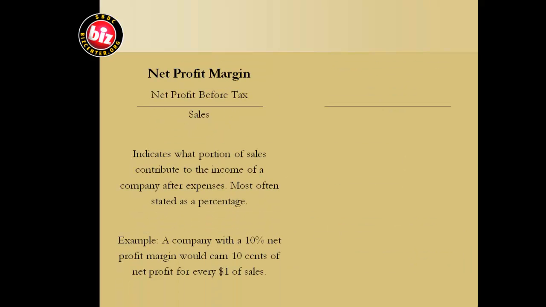The net profit margin is another commonly used ratio and is similar to gross profit margin, except that it calculates the profit margin of a business after all expenses. The net profit margin shows the true bottom line profit margin of a company. A company with a 10% net profit margin would earn 10 cents of net profit for every dollar of sales.